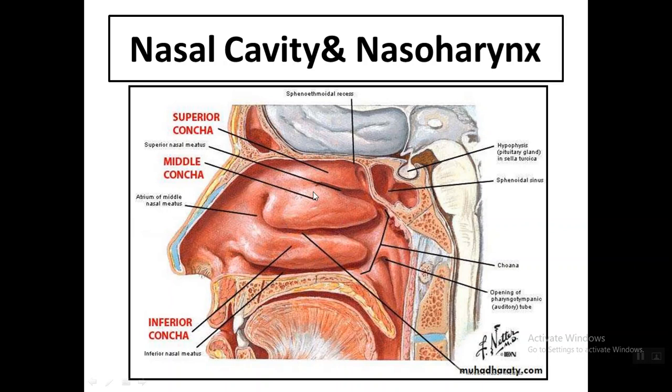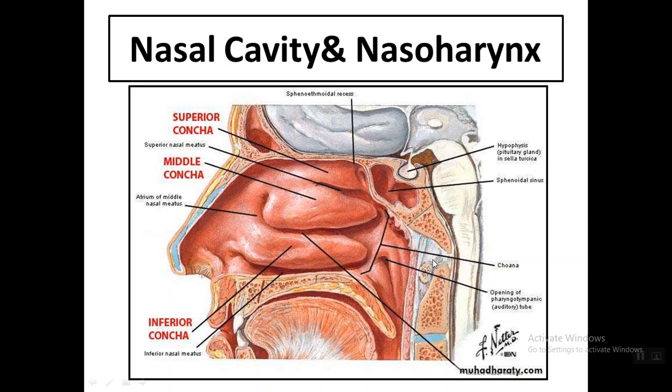The lateral wall has these features, these bony projections that are called concha: the superior concha, the middle concha, and the inferior concha. The anterior opening of the nasal cavity is called the nostrils, and the posterior opening is called the choana that leads into the nasopharynx. Here we can see that the nasopharynx is bounded superiorly by the body of the sphenoid and inferiorly by the soft palate.